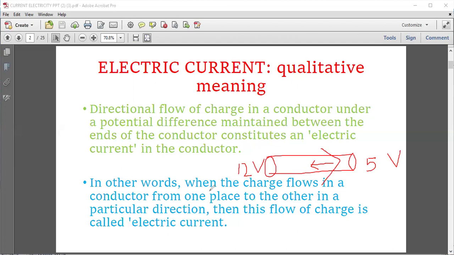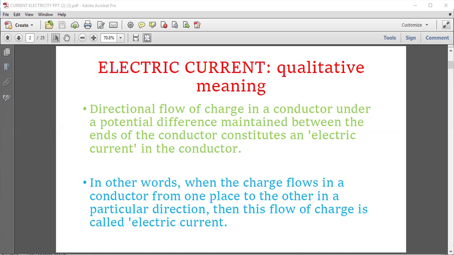It's clear. So it is the directional flow of charge in a conductor under a potential difference produces the electric current in that conductor. In other words, when the charge flows in a conductor from one place to the other in a particular direction, then only current will be produced. Now see here, what will be the magnitude of this current? There is one more thing before that.